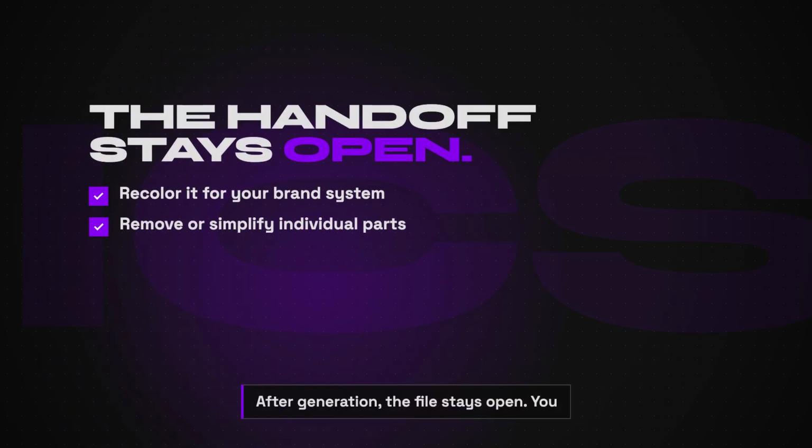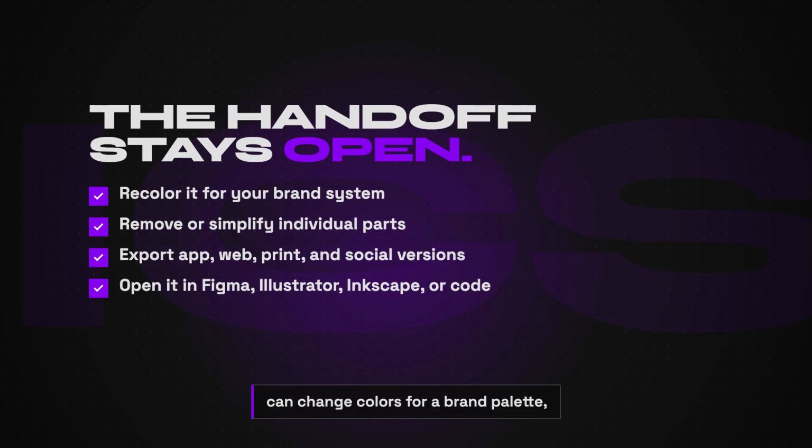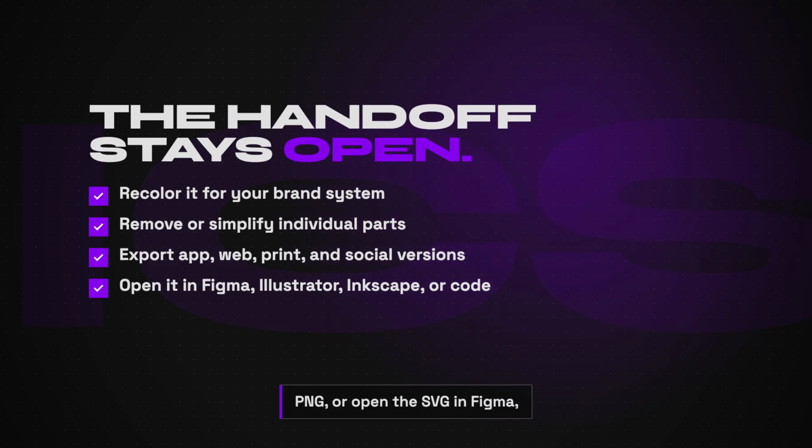After generation, the file stays open. You can change colors for a brand palette, remove a shape, simplify an icon, make a dark mode version, export a transparent PNG, or open the SVG in Figma, Illustrator, Inkscape, VS Code, or your app codebase.